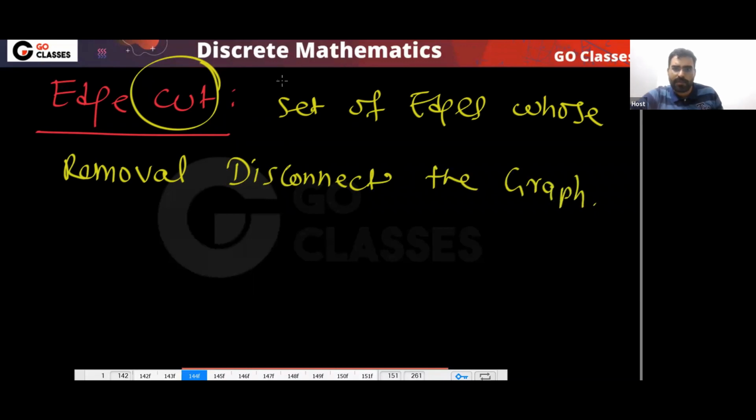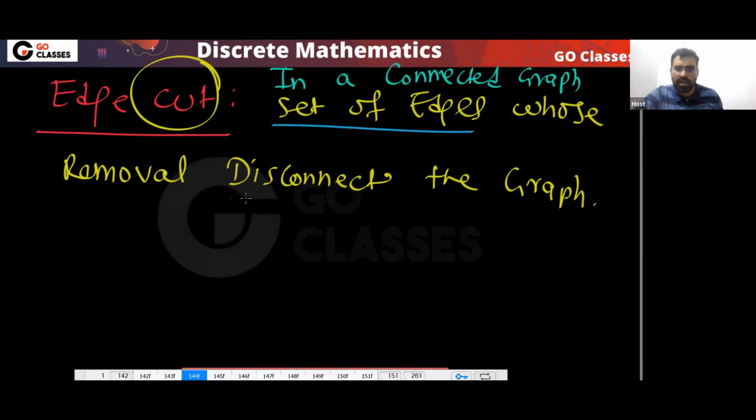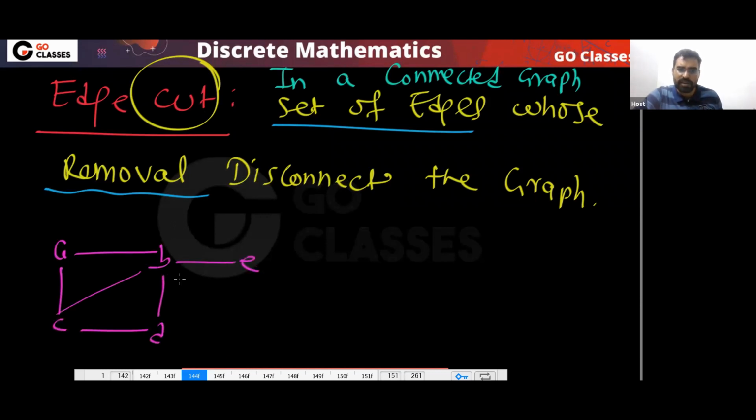Remember, this should happen in a connected graph. In a connected graph, I can say the edge cut is a set of edges whose removal will disconnect the graph. This is the definition of edge cut. You know this. Now, take any graph, for example, vertices A, B, C, D, E.